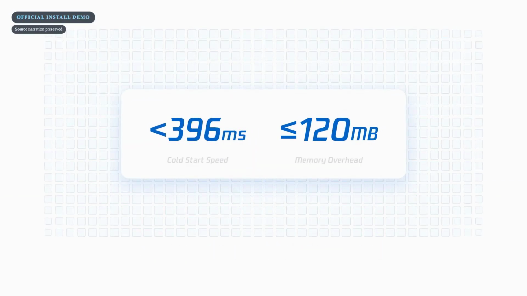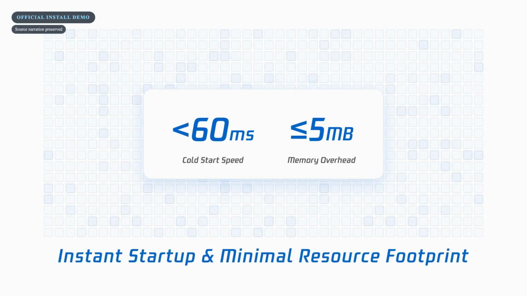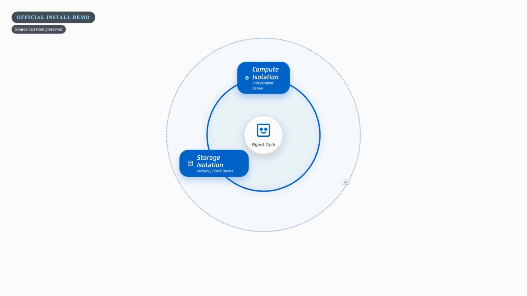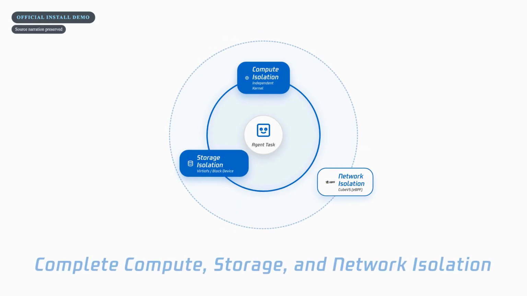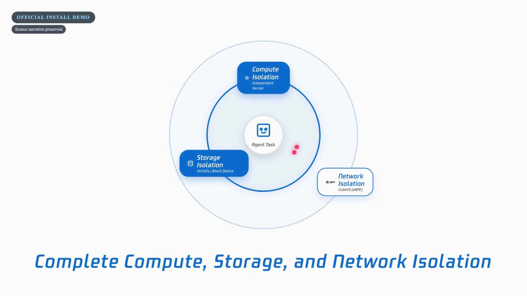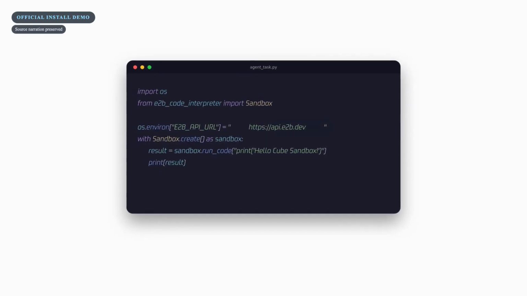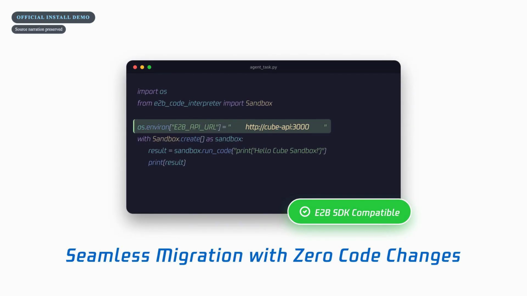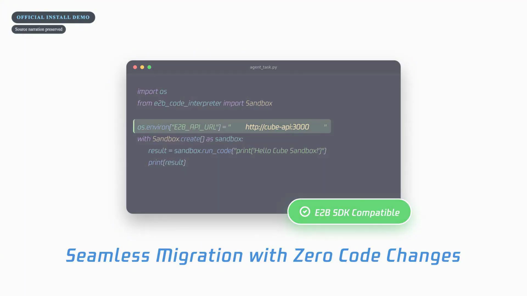Cold start in under 80 milliseconds, memory overhead of just 5 megabytes, instant startup with minimal footprint. 3 independent security layers: compute, storage, and network. Ensure every thread is intercepted before it can escape the sandbox. Already using E2B? Just swap one environment variable. Your existing code runs on CubeSandbox with 0 changes required.